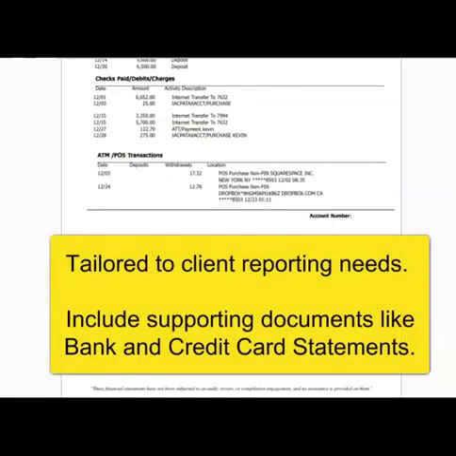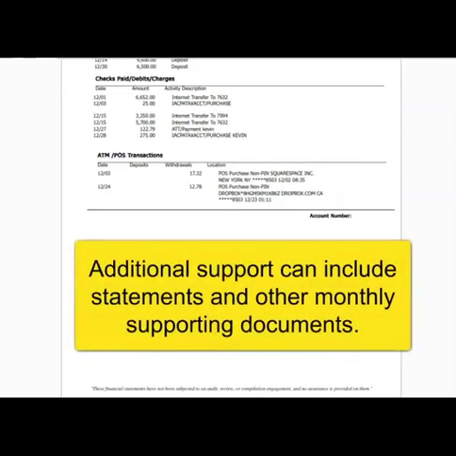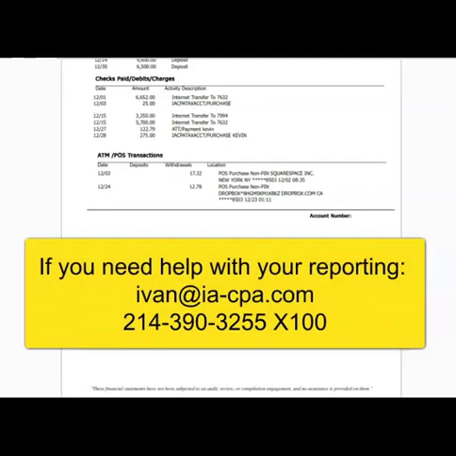But that's a general overview. That's what our financial statements look like. They're tailored to the financial reporting of the client. And those financial statements also include all the supporting documents that are necessary for that statement to be more of a standalone statement. So hopefully that'll answer your questions on what those financials look like.